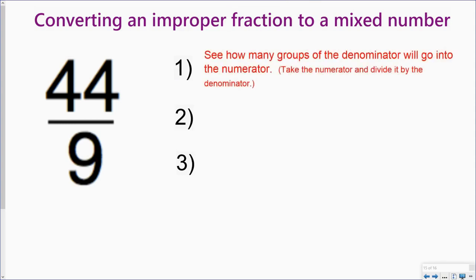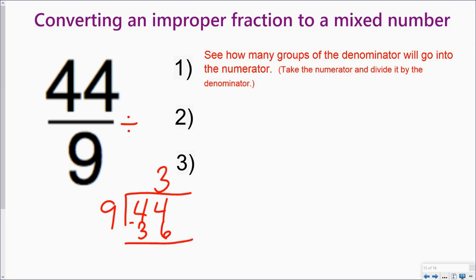So the first thing I'm going to do is see how many groups of the denominator will go into the numerator. So I'm taking the numerator and dividing it by the denominator. Think of it as 44 divided by 9. So when I do that, I have 44, and I'm going to divide it by 9. And 9 goes in there 3 times evenly, which gives me a total of 36. So if I subtract those two, I get a difference of 8.